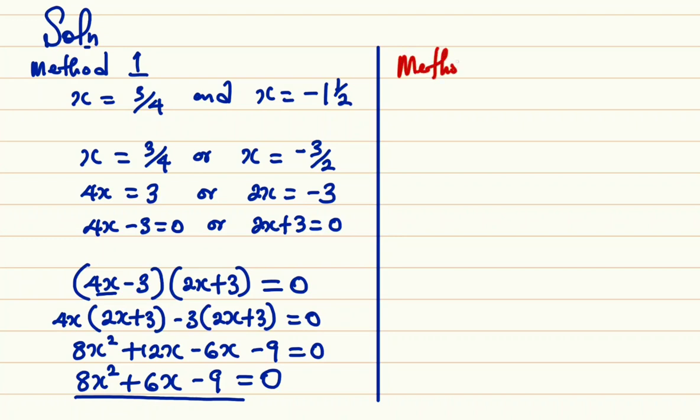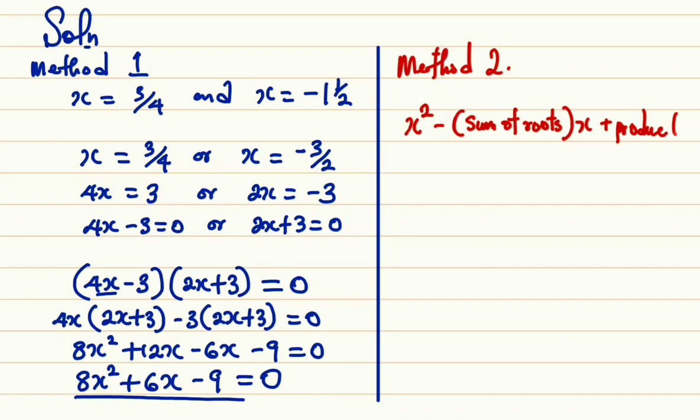Now, this is how we are going to go for the second method. Method 2. There is an expression for how we can find the quadratic equation, given two roots. Now, this is the expression. If we have x as the unknown, it is x squared minus the sum of roots times x, plus the product of roots, is equal to 0.